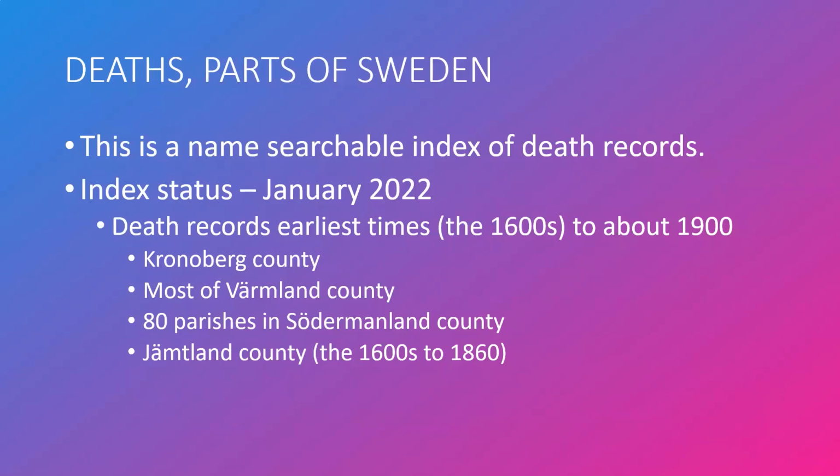The deaths and research index status as of January is a death records earliest times up until about 1900 for Kronenberg County, all the parishes, most of Värmland County, 80 parishes of Södermanland, and then Jämtland from the 1600s to 1860. And again, there are some additional parishes throughout Sweden when you check the actual list.